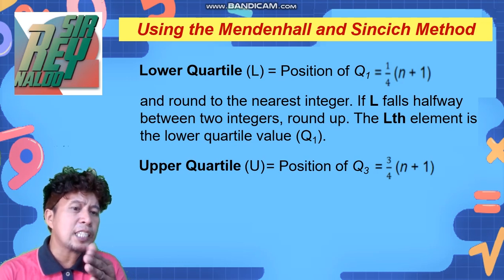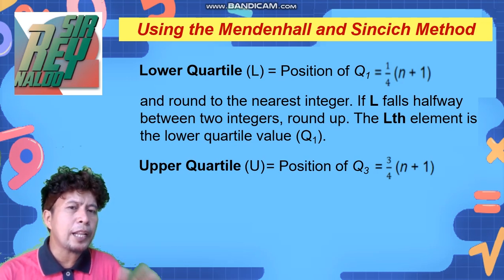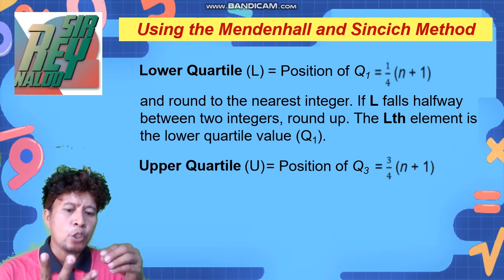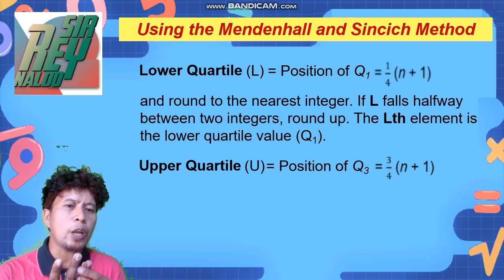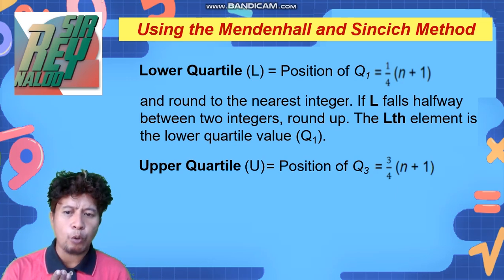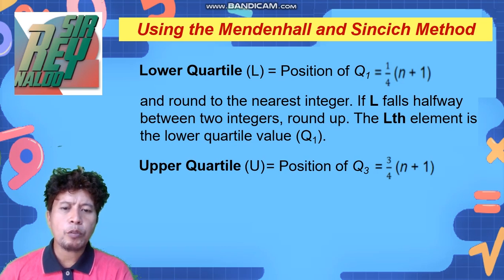Bakit 3/4? Kasi pang quartile 3. Pag sinabi natin quartile divided into 4, so yung quartile 3, 3 out of 4. Yung quartile 1 naman, 1 out of 4. Paano naman pag 2? So that is 2 out of 4. Okay, what about upper quartile?